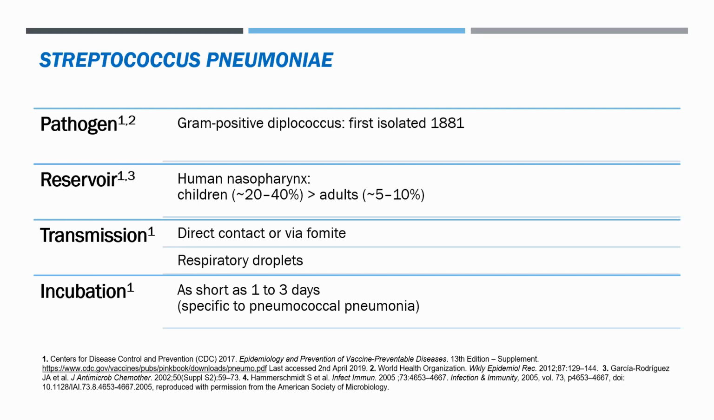Partly because we want to achieve the so-called herd immunity. Transmission occurs through direct contact. There are also reports saying that it could be transmitted via respiratory droplets. The incubation period is usually quite short, within 1 to 3 days.